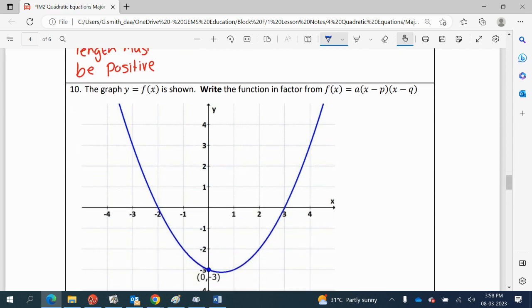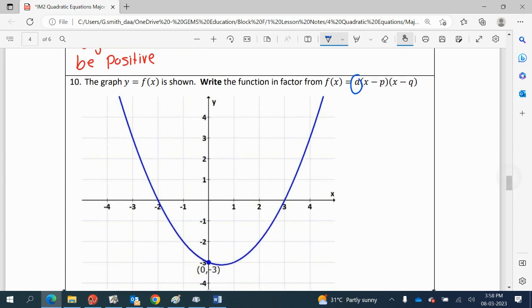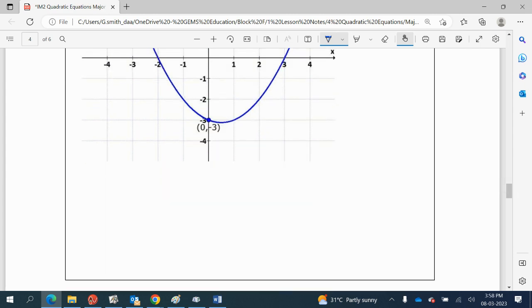We have to find it including the a form this time. So firstly, we're going to have f of x is equal to a bracket x plus 2, so we have this root here, and x minus 3 because we have this root here. Next, we're going to insert 0, comma minus 3 for x and y.